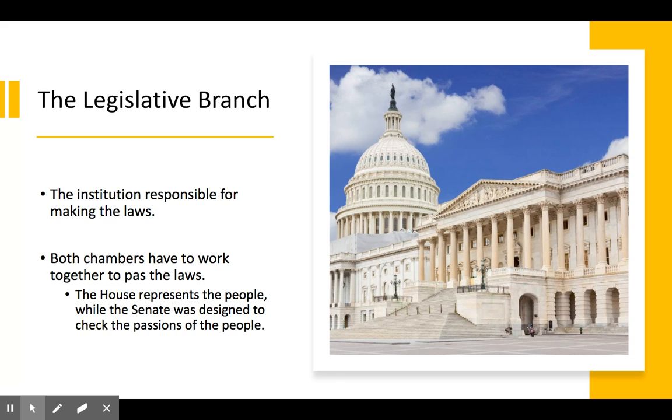So it's representative of the people, whereas the Senate is designed to check the passions of the people. The founders did not want it to be easy to just pass laws, okay? We as people can react to things that happen, and the founders didn't want laws to be passed just based on reaction or feelings to something that happens. So they wanted it to be very difficult to pass laws, and that's why in order for a law to pass, it has to go through both chambers of Congress.